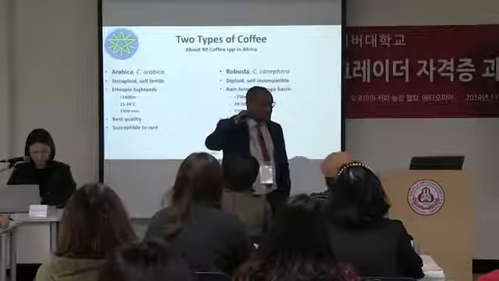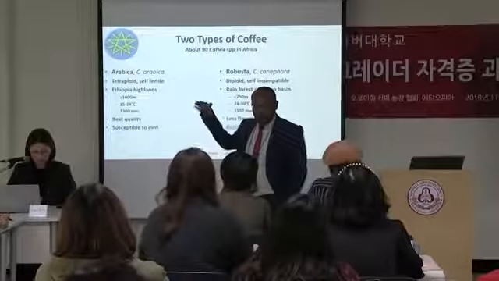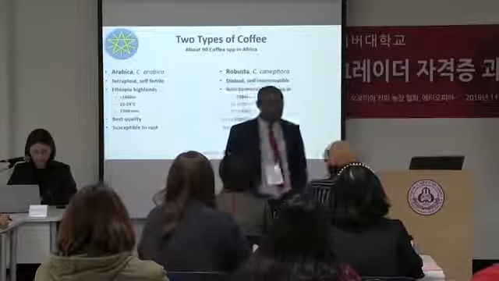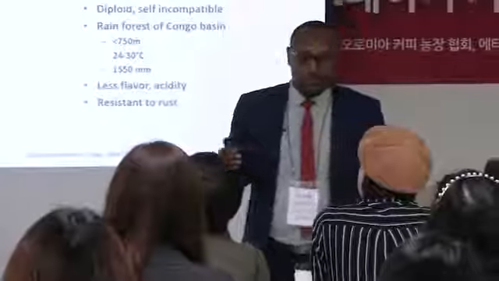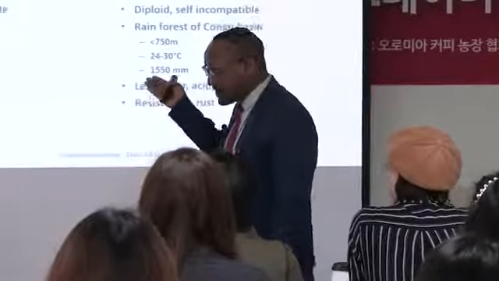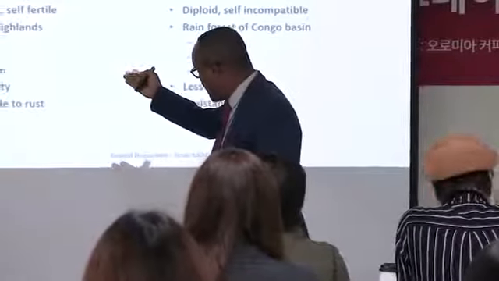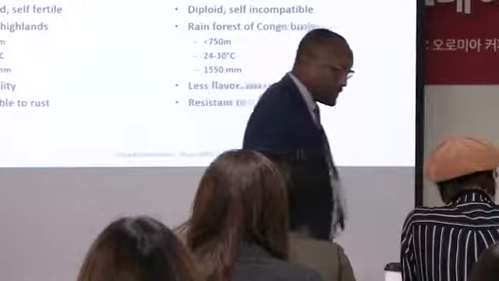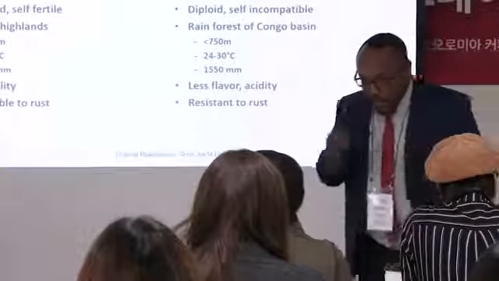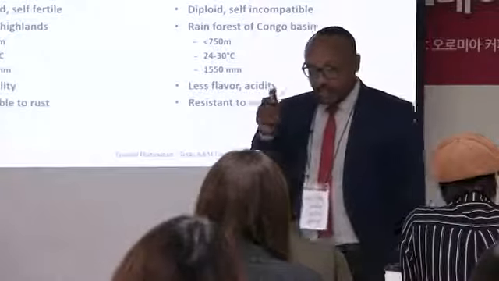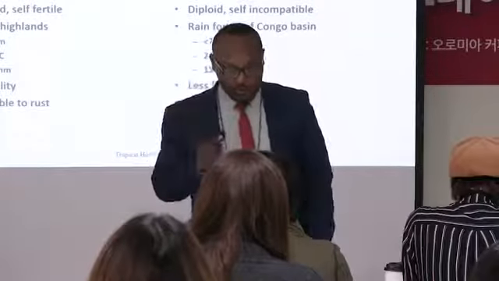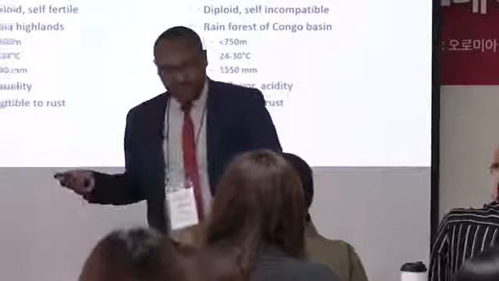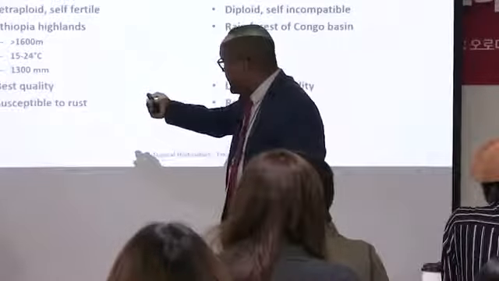The elevation is above 1,500 meters above sea level. The temperature of 15 up to 24 degrees is considered the optimum temperature for coffee Arabica production. Production is very possible if our temperature is 15 up to 24, and the rainfall is 1,300 millimeters per annum. Per year, the area must get 1,300 millimeters of rainfall. The other point is that it is best quality. This coffee Arabica is best quality.